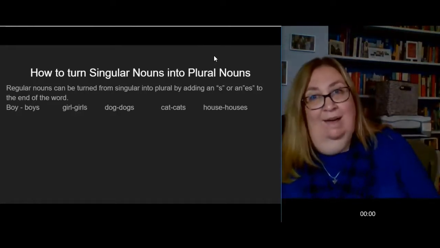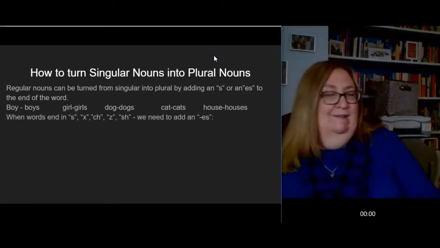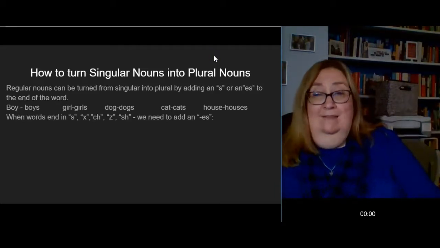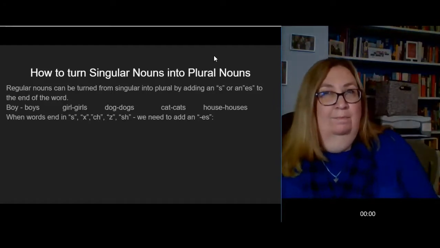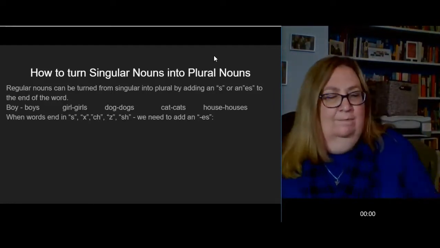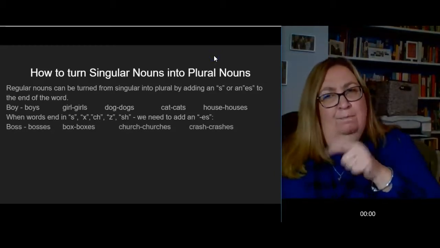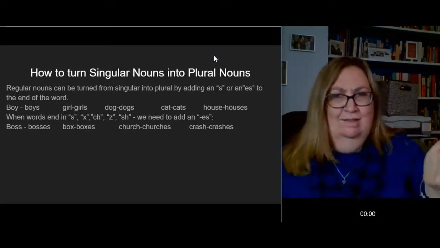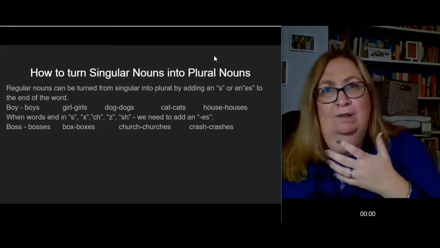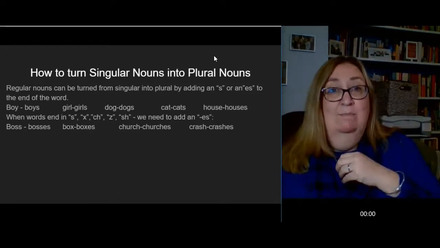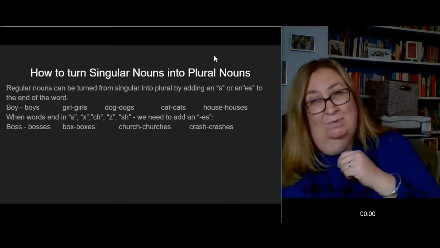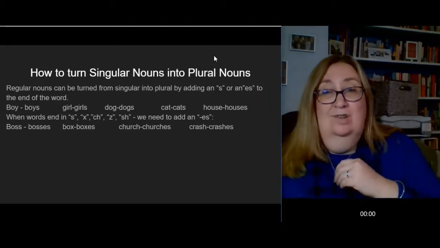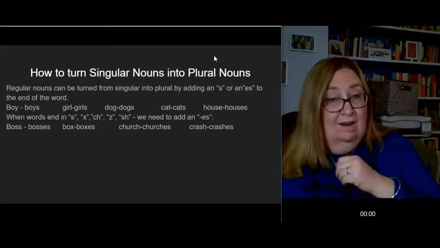Some words require that you add the ES. Usually those words end in an S, an X, a CH, a Z, or an SH. It's a lot to remember, but you'll understand, it looks funny. If I already have boss, B-O-S-S, I'm not going to add just an S. Doesn't even look like a real word. I know I'm going to have to add ES to make bosses. Box would also look funny with just an S. I need an ES to make it boxes. Church is churches, and crash is crashes.